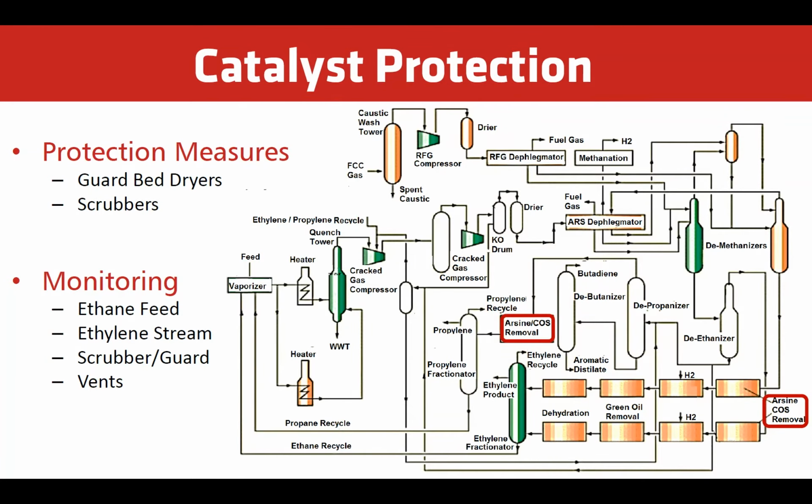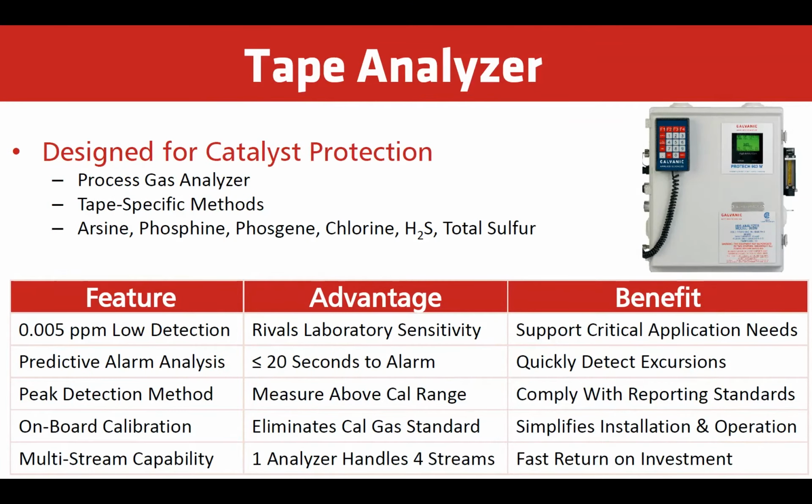How do you measure your catalyst condition to identify excursions? Are you trying to reduce the frequency of how often you need to replace your catalyst? If so, we recommend considering a tape analyzer to successfully monitor your catalyst conditions. These are process gas analyzers that can be configured to monitor several impurities in your catalyst.